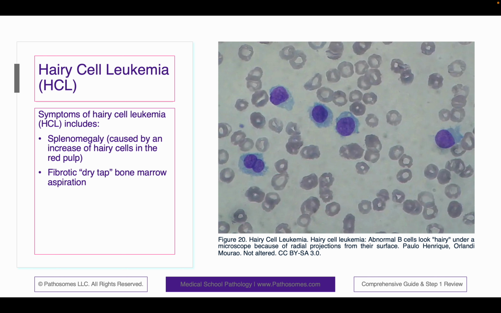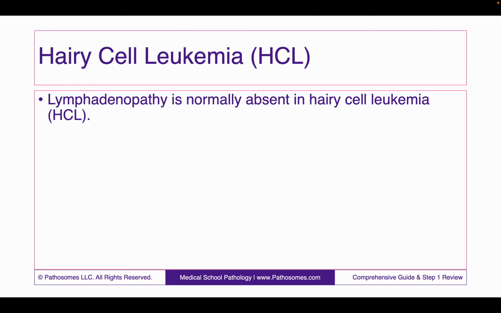Now here in this image, you can see some of those hairy cell projections in the cytoplasm. Notice those finger-like projections. We'll see some more. Keep in mind that patients with hairy cell leukemia typically don't present with lymphadenopathy. It's normally absent in hairy cell leukemia, okay?